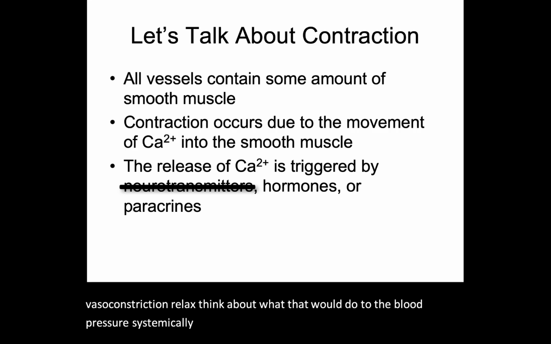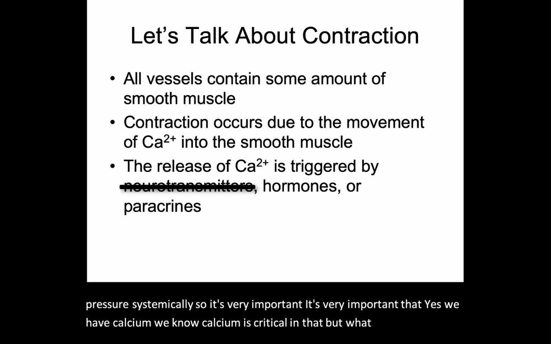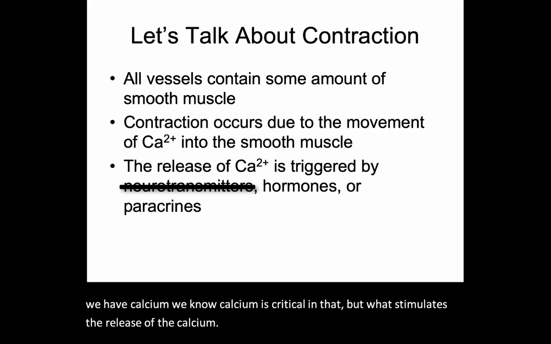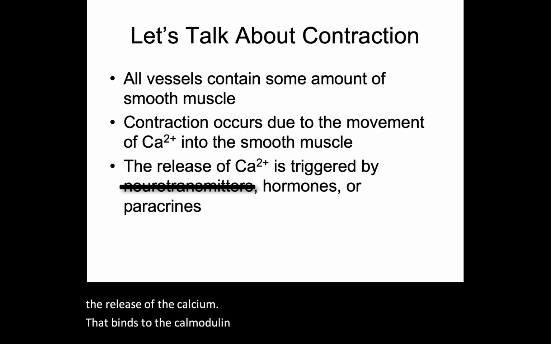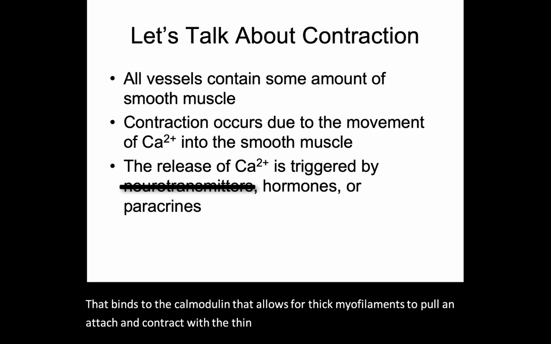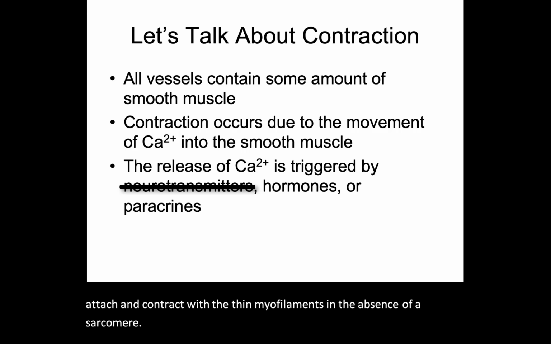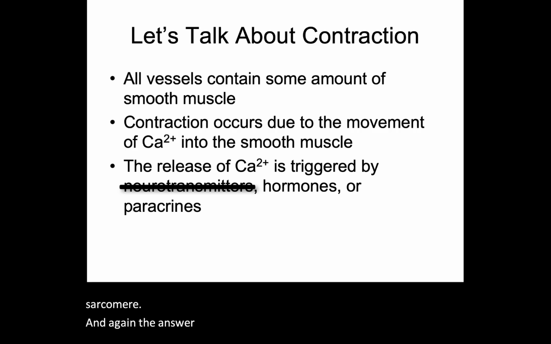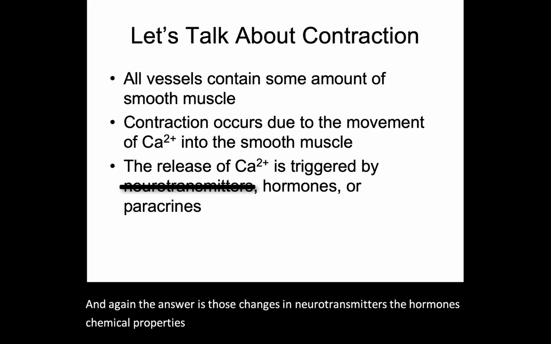So it's very important that, yes, we have calcium. We know calcium is critical in that. But what stimulates the release of the calcium that binds to the calmodulin, that allows for thick myofilaments to pull and attach and contract with the thin myofilaments in the absence of a sarcomere? And again, the answer is those changes in neurotransmitters, the hormones, chemical properties, pH, stretch receptors, and paracrines, which, remember, are simply hormones that are acting locally.